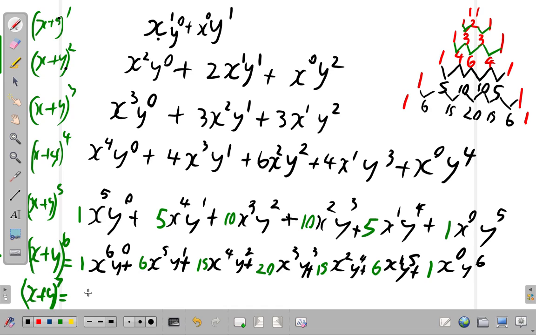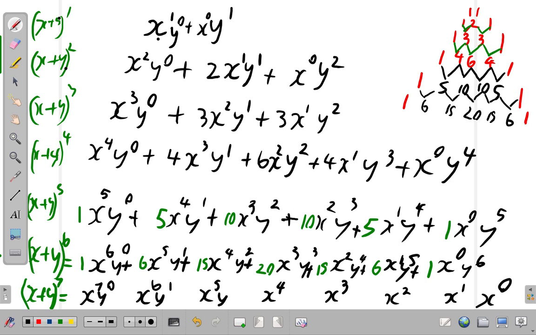The powers of x. It will be x to the 7, x to the 6, x to the 5, x to the 4, x to the 3, x to the 2, x to the 1, x to the 0. Powers of y: y to the 0, y to the 1, y to the 2, y to the 3, y to the 4, y to the 5, y to the 6, y to the 7. Okay, we have to be fighting for space here, you know.